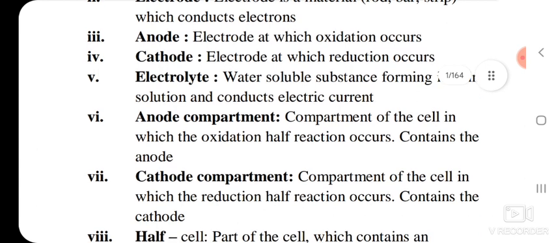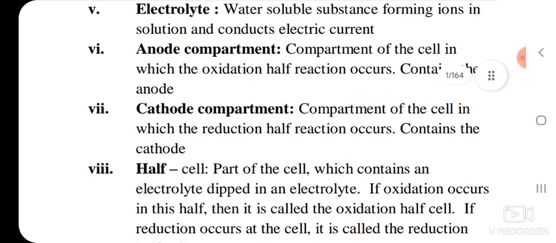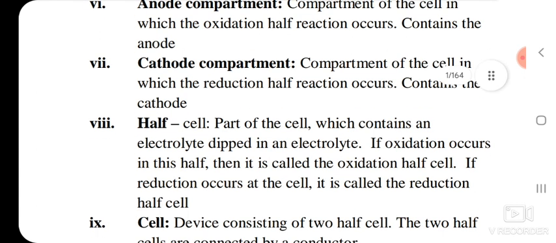Anode compartment: compartment of the cell in which the oxidation half reaction occurs, contains the anode. Cathode compartment: compartment of the cell in which the reduction half reaction occurs, contains the cathode. Half cell: part of the cell which contains an electrode dipped in an electrolyte. If oxidation occurs in this half, it is called the oxidation half cell. If reduction occurs, it is called the reduction half cell.